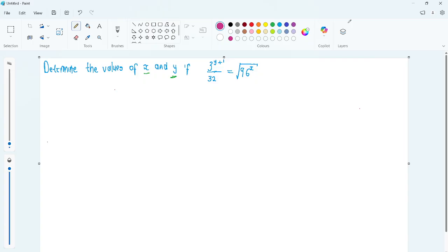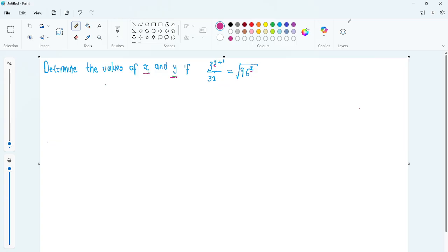So now we're about to move another problem. Here's the problem. Determine the values of x and y if 3 to the exponent of y plus 1 divided by 32 is equivalent to 96 to the exponent of x, all in the square root. So now we are supposed to get the values of x and y.